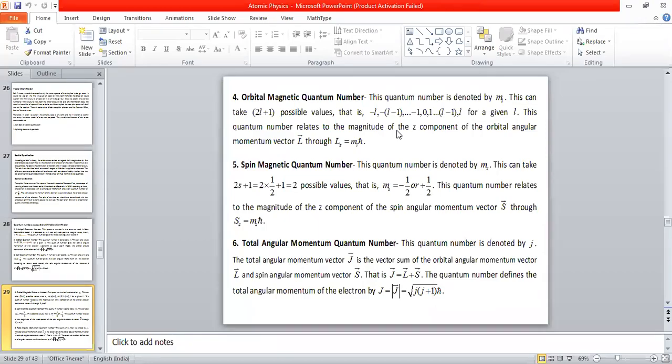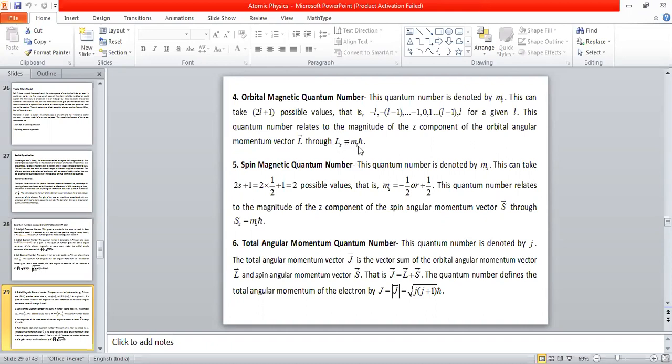Okay, now the significance of this quantum number relates to the magnitude of the z component of orbital angular momentum. We have taken orbital angular momentum as vector L with respect to a reference direction. A reference direction is the z direction. Whatever the projection of vector L, orbital angular momentum, onto the reference axis, the z axis, that projection we write as Lz.